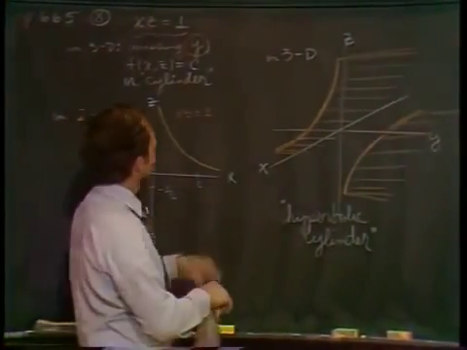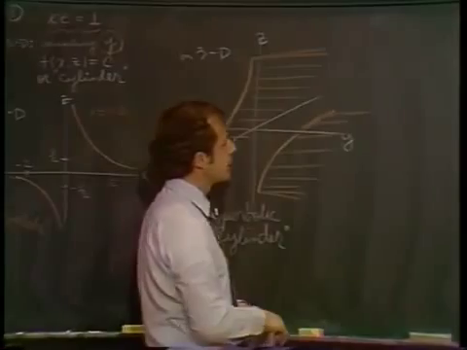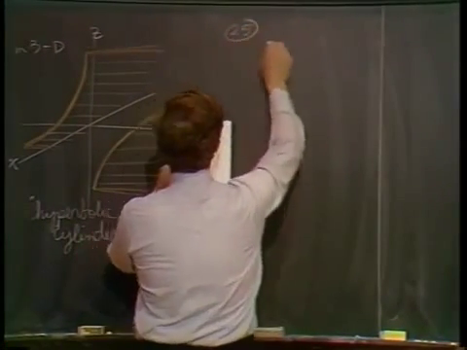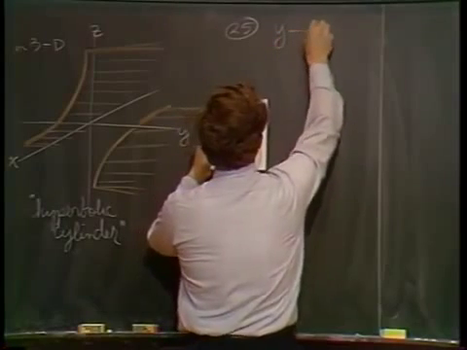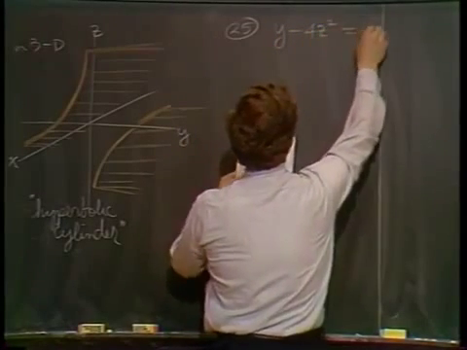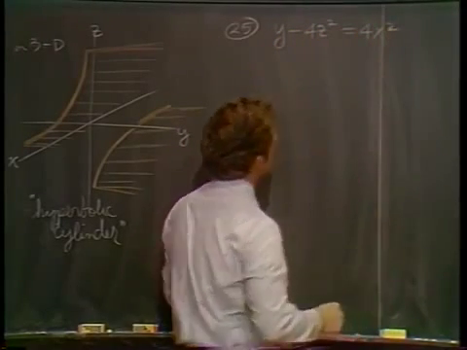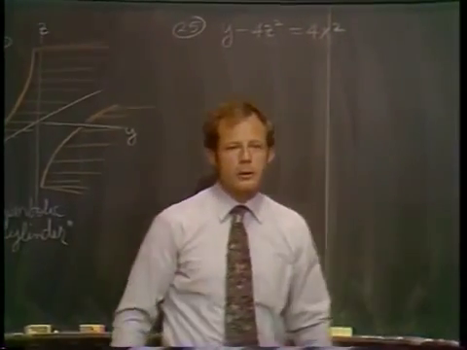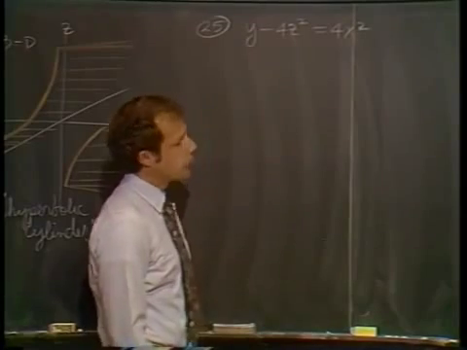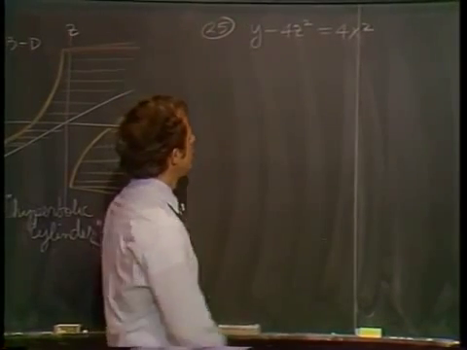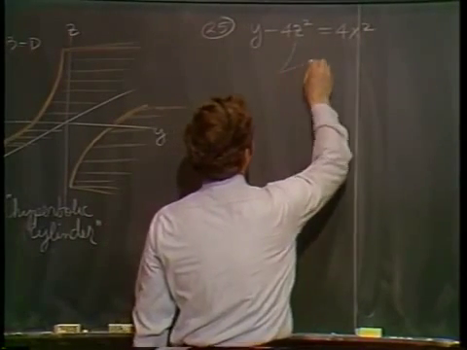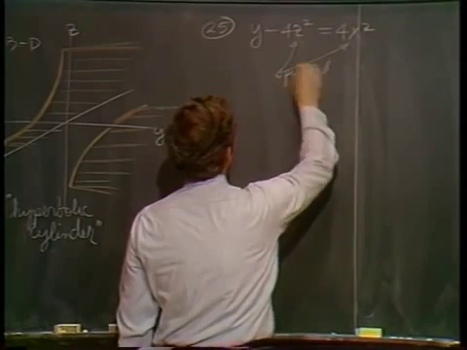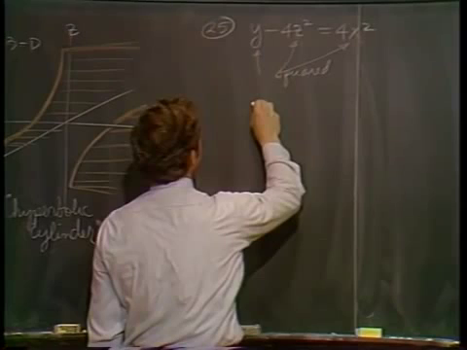Again, if you have a plane curve-looking thing, it's a cylinder of some sort in 3 space. The other problem was, I think, number 25, and that was y minus 4z squared equals 4x squared. As we do more and more of these, one is supposed to look at equations and perhaps recognize them for what they are. Notice that you have 2 variables squared and 1 to the first power.